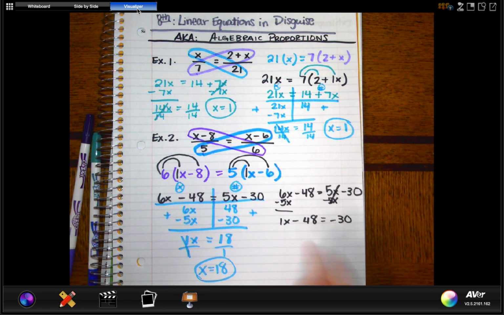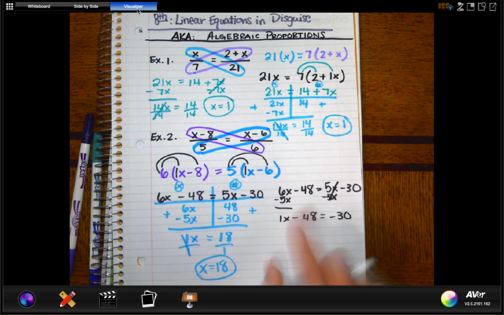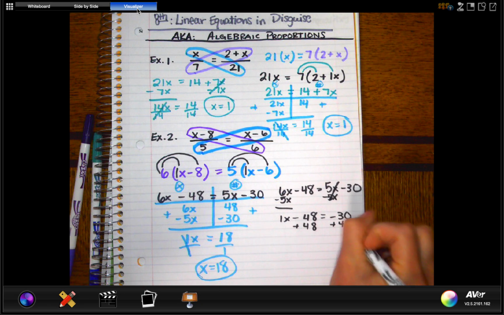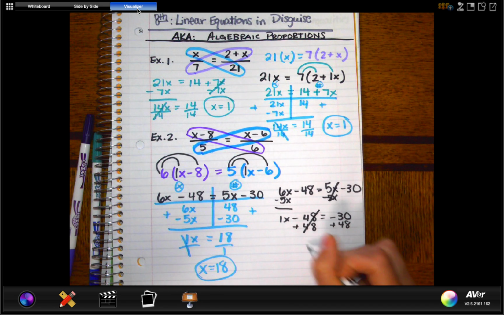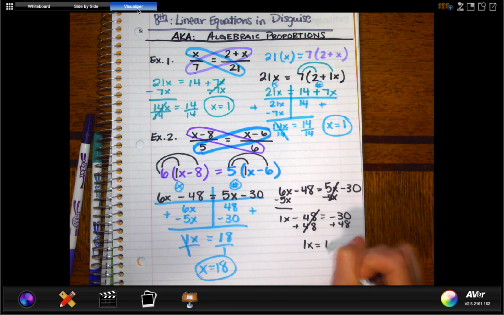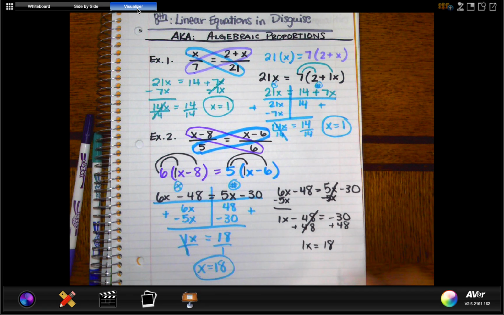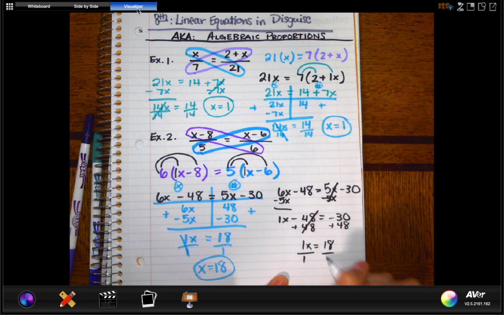And now you want your numbers on the other side. So to get rid of minus 48, you would add 48 to both sides. You get 1x then equal positive 18, which is exactly what we got over here in the chart. And the last step is to divide.